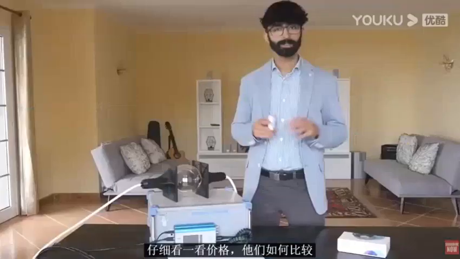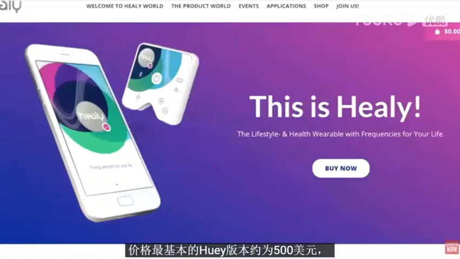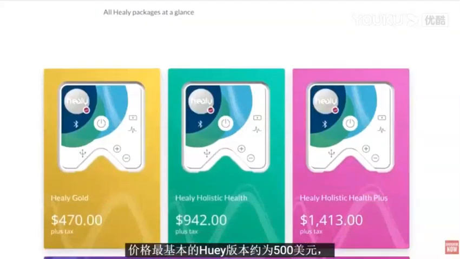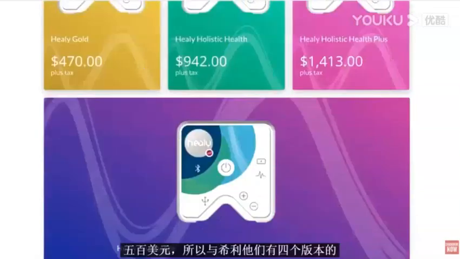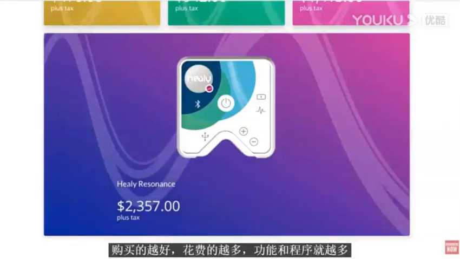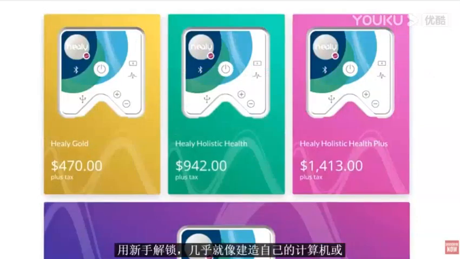Number one, price point. How do they compare when it comes to the price? The most basic version of the Healy is about $500 US, and then all the way up to the maximum, the best version, which is about $2,500 US. So with the Healy, they have 4 versions. The better one that you buy, the more you spend, the more programs you unlock.